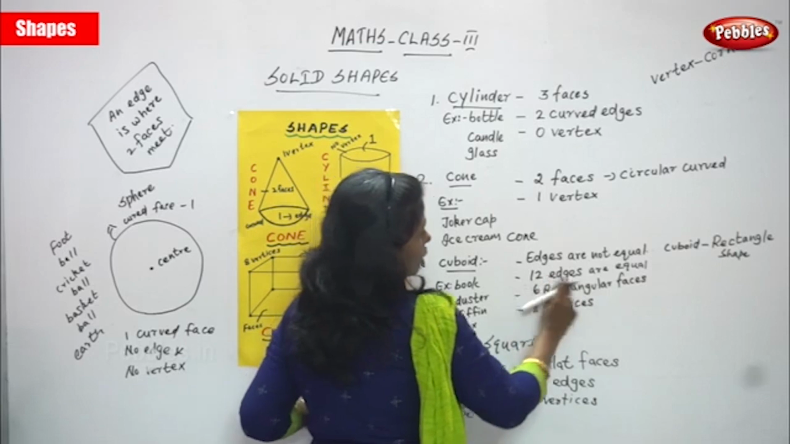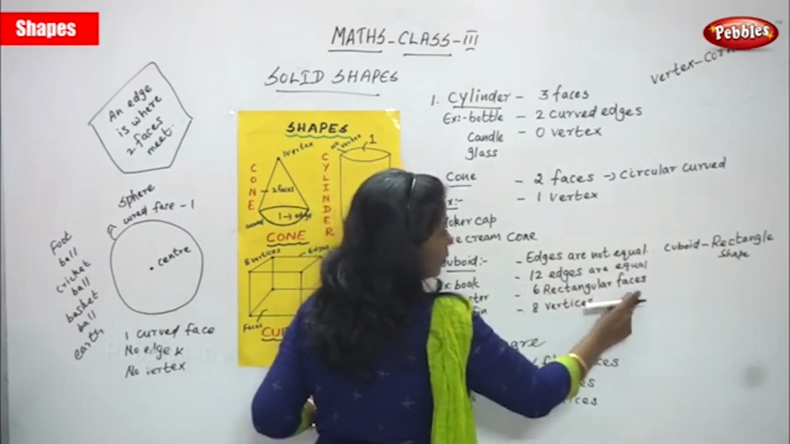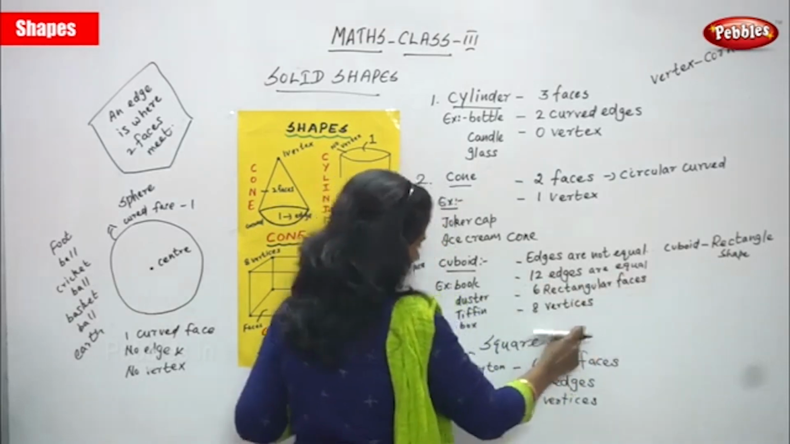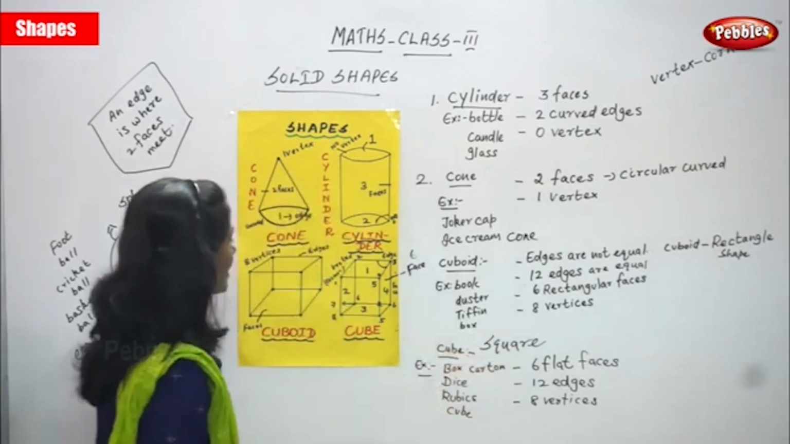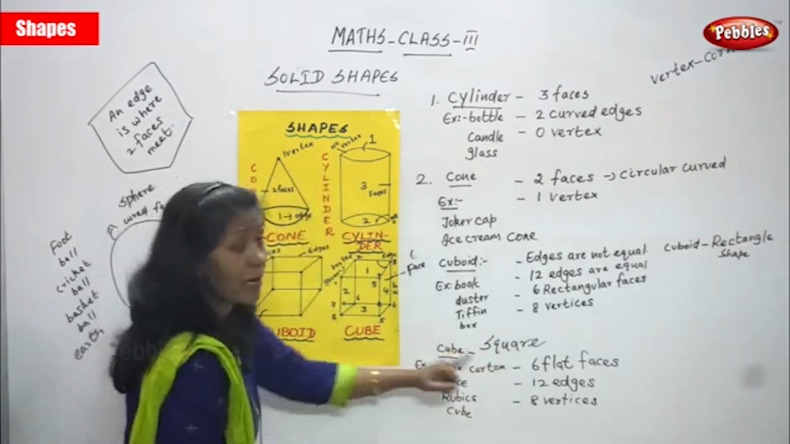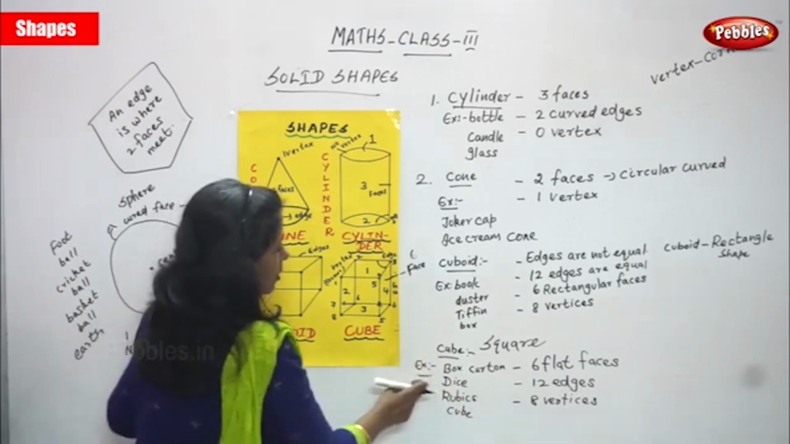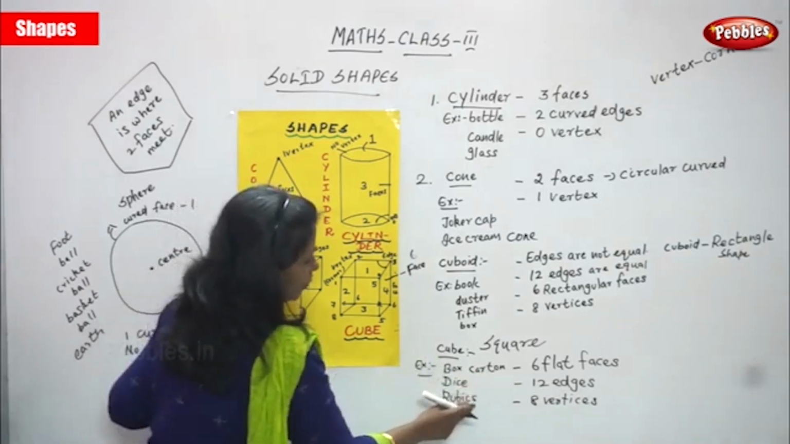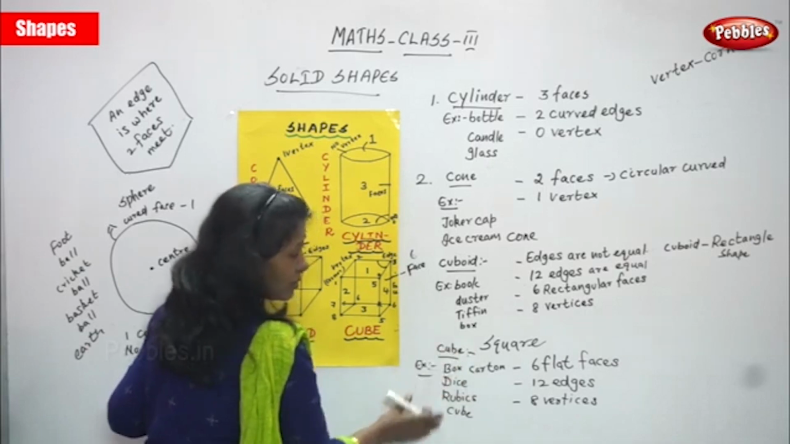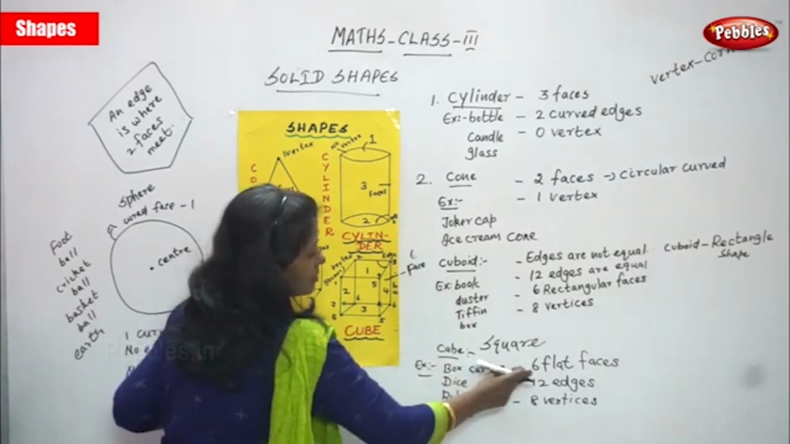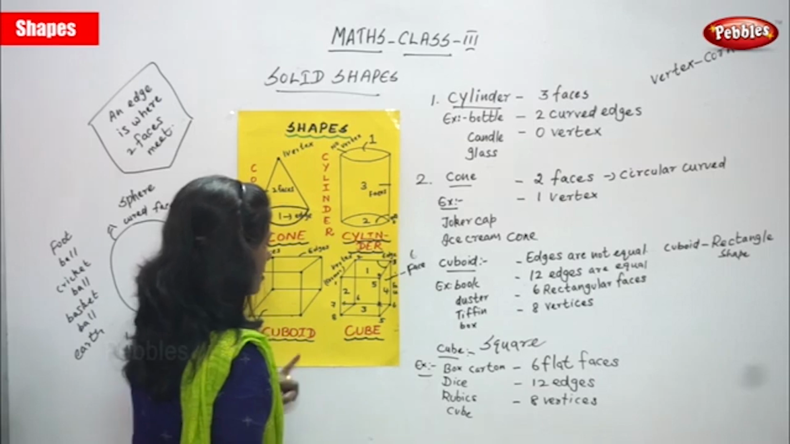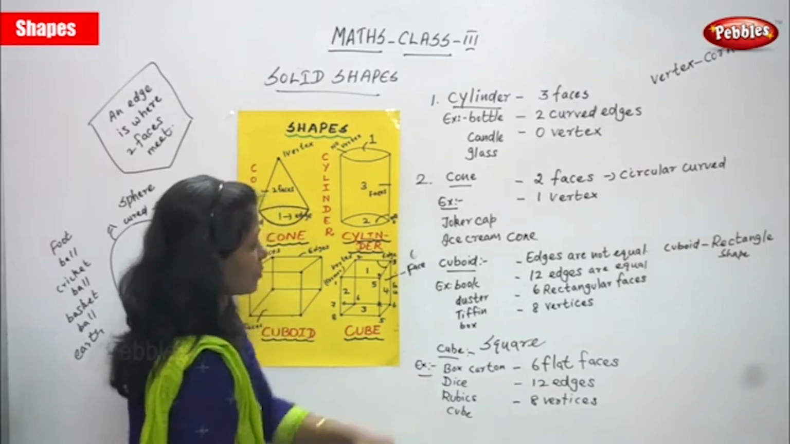Edges are not equal, and there are 12 edges, and 6 rectangular faces and 8 vertices. And square-based means, you know, that is called a cube. Cube is based on the square, and box, carton, dice, Rubik's cube, everything is based on the square. So 6 flat faces and 12 edges and 8 vertices.